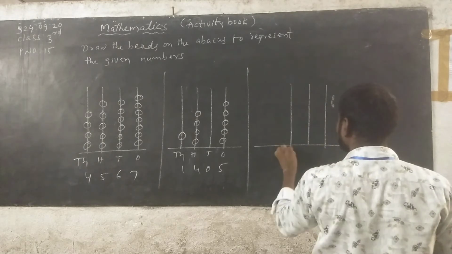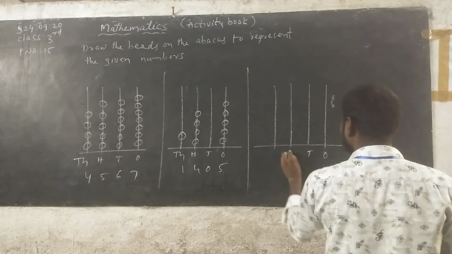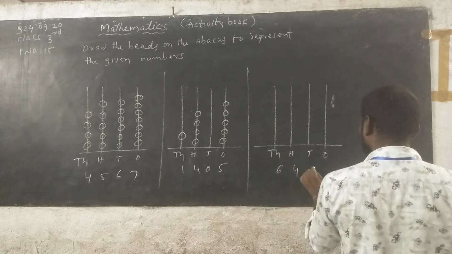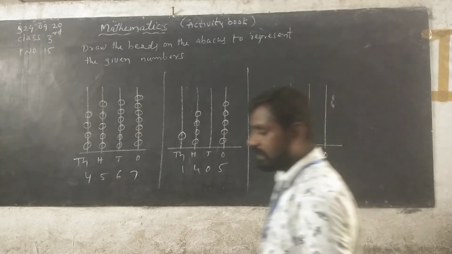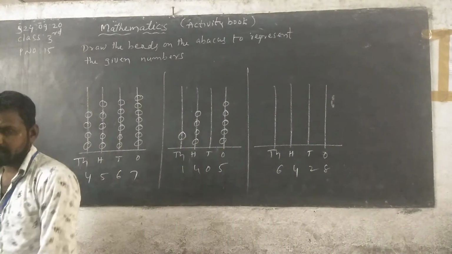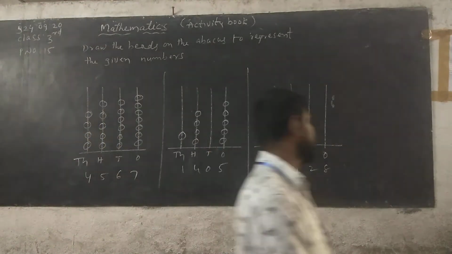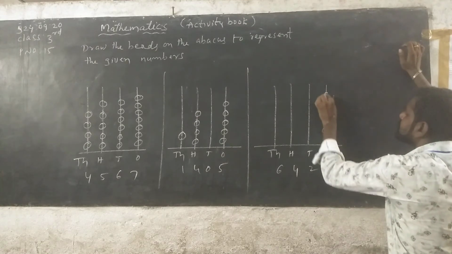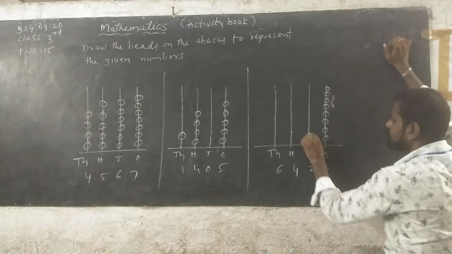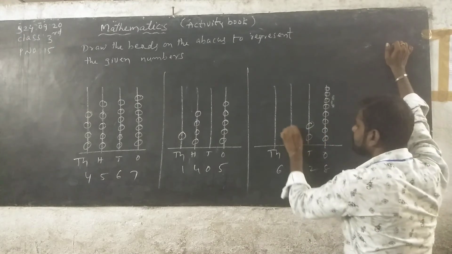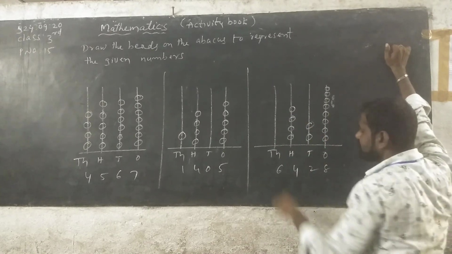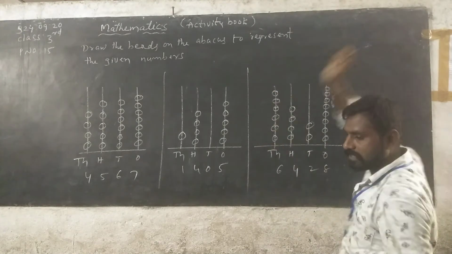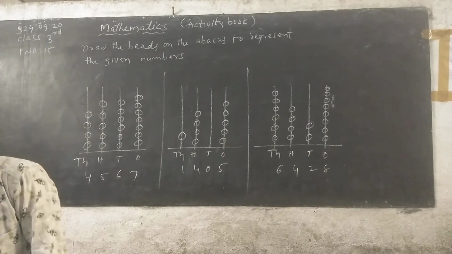Ones, tens, hundreds, thousand. 6,428. In the ones place, how many beads can you draw? 8 beads. 1, 2, 3, 4, 5, 6, 7, 8. In the tens place, 2 beads. Hundreds place, 4 beads. Thousands place, 6 beads. That's it. So the remaining problems you can do. This page is very easy.